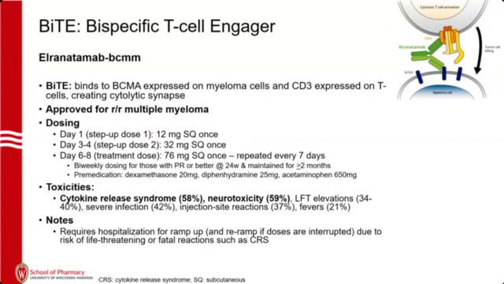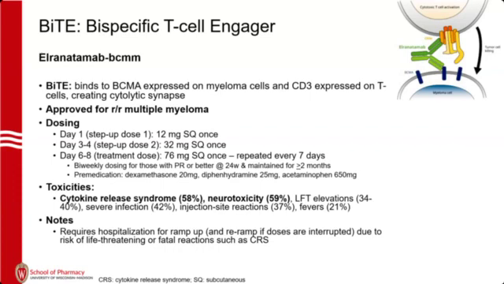Very much in that same vein, almost what I would call a me-too product here, elranatamab is basically Pfizer's version of teclistamab. It's a bispecific that targets BCMA, with the same mechanism of action and the same kind of step-up dosing that you saw with teclistamab, and it requires hospitalization for that ramp and re-ramp just like teclistamab. Dosing differs slightly, but it also includes the option for biweekly, every other week, dosing after week 24 if they've maintained a response for 2 months or longer.